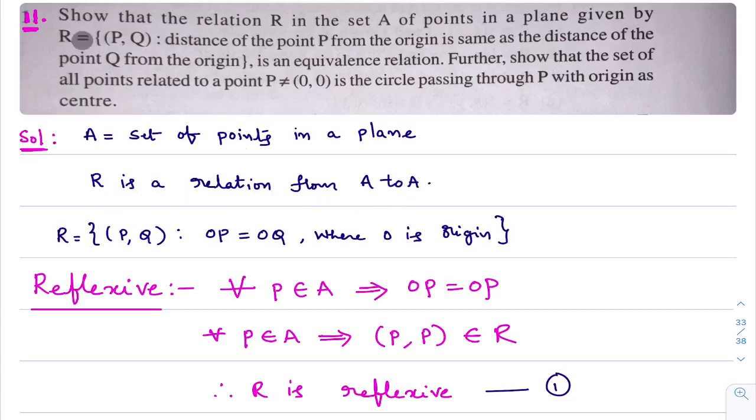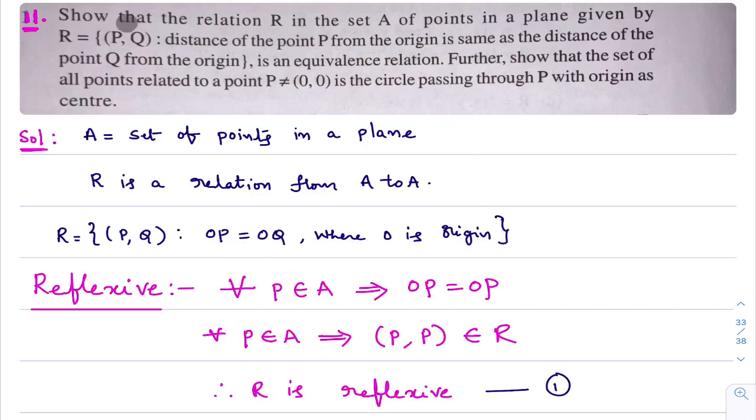Now, how is the relation defined? R equals the set of all ordered pairs PQ such that OP equals OQ. You try to understand what is OP equals OQ. The distance from origin to P is the same as the distance from origin to Q. When OP equals OQ, then the ordered pair P comma Q belongs to R. This is what I have written, the simplest form of this relation, right? Here O is origin. Okay.